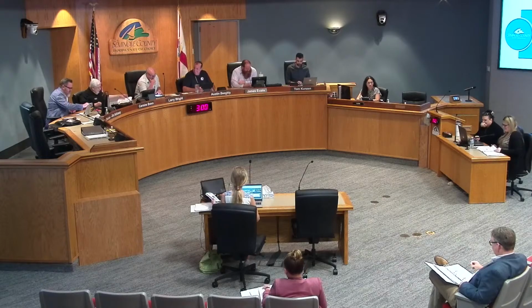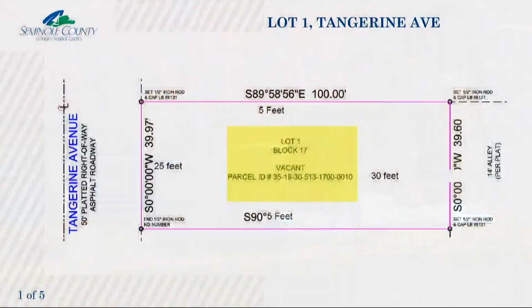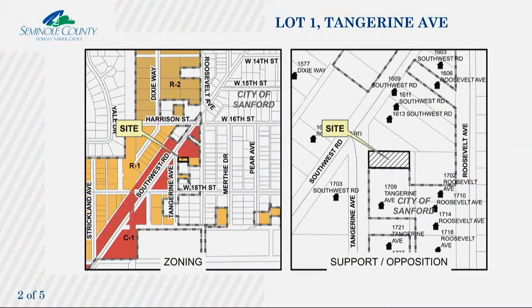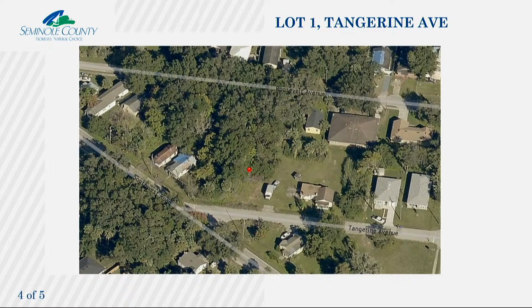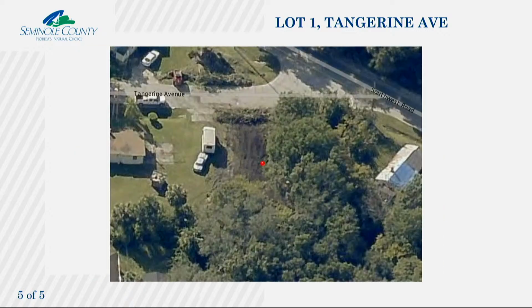What's next? Item number 6 is 2 variance requests for Lot 1 on Tangerine Avenue located in the Pine Level subdivision. The request is for both side yard setback reductions from 7.5 feet to 5 feet for a single-family dwelling in the R1 zoning district. The request is to construct a single-family dwelling no larger than 29.97 feet wide by 45 feet deep, 2.5 feet into the north and south side yard setbacks. This concludes my presentation. I'm available for any questions.